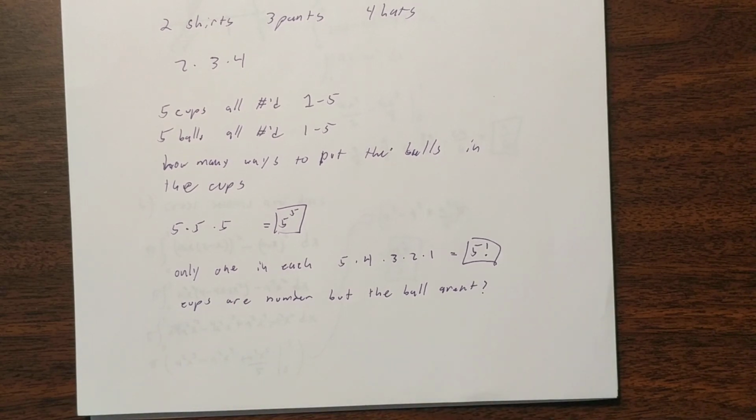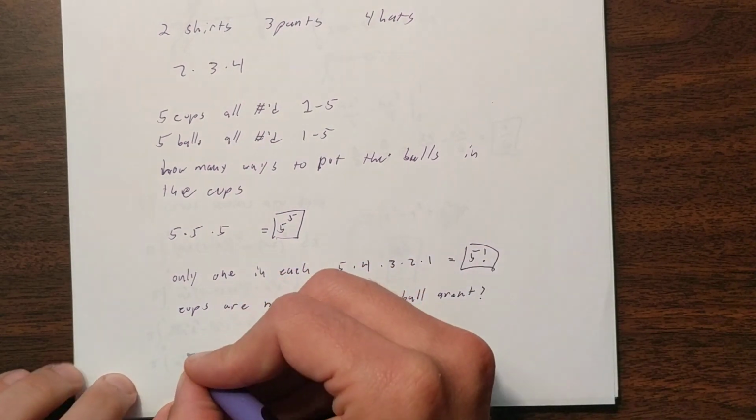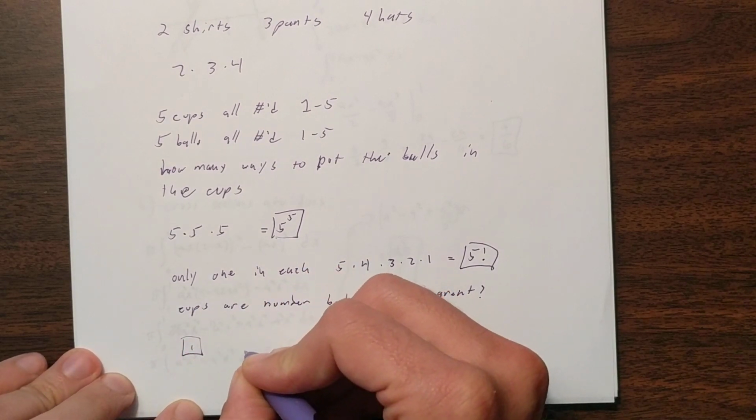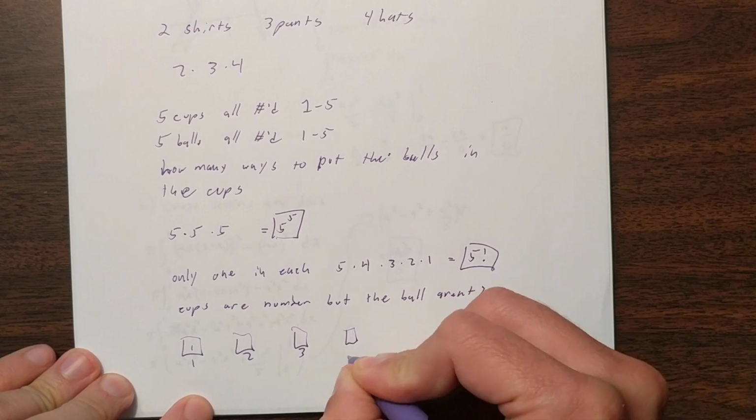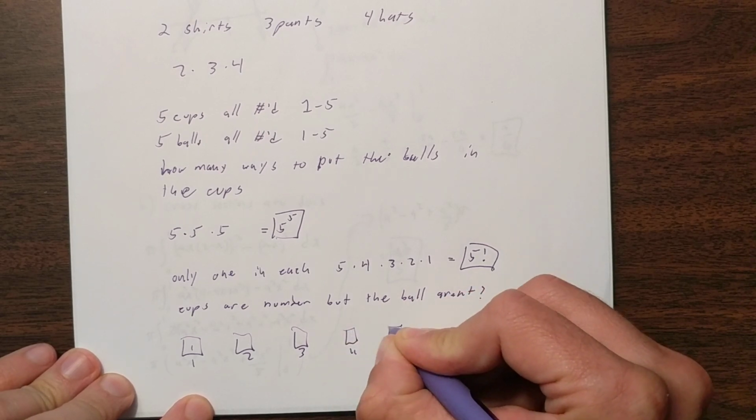At first I might think, okay, I can just do the same thing. I pick up my first ball, I put it in the cup. There's 5 different ways of doing that. But then I pick up my second ball, I put it in a different cup. And once I put it in there, I could have gotten to that, if I put, here are my cups: 1, 2, 3, 4, and 5.